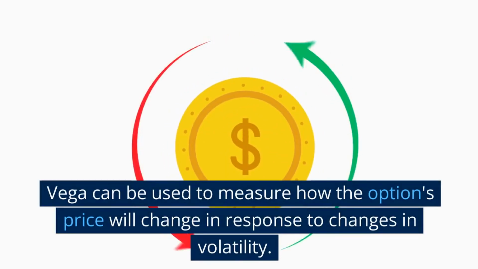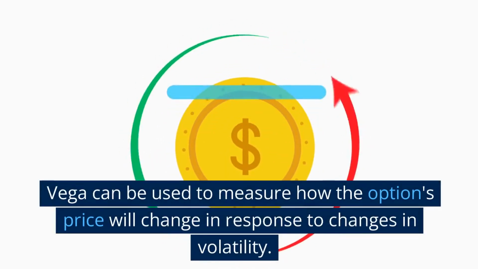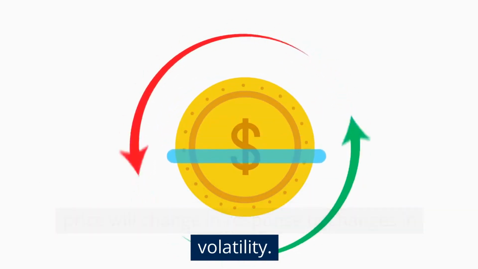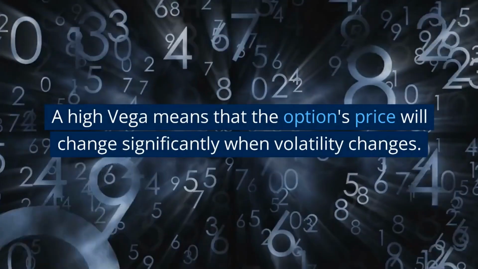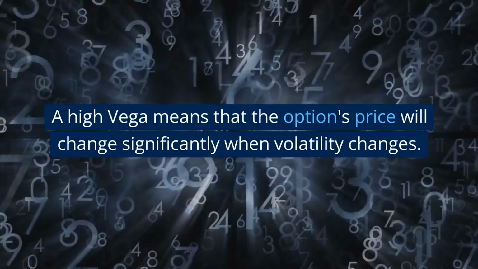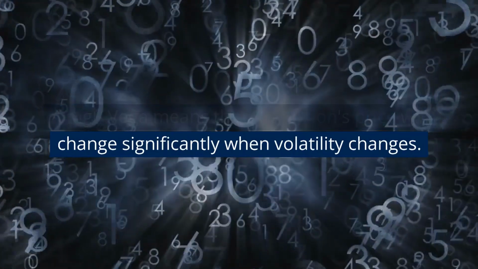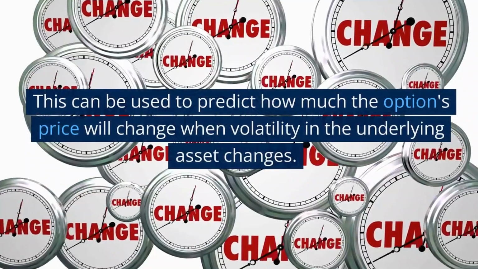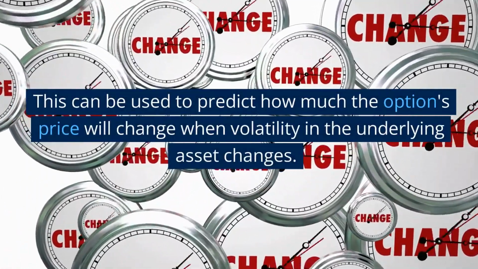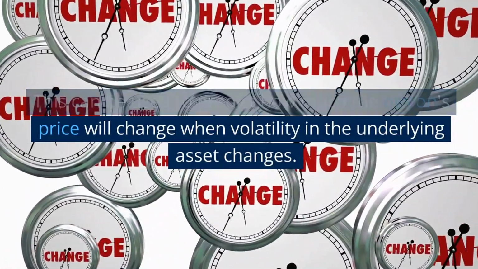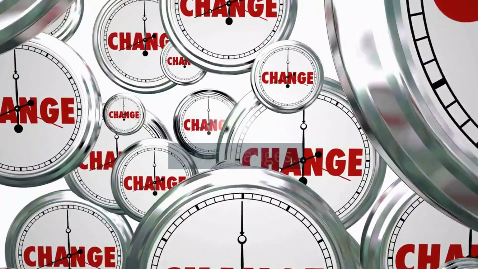Vega can be used to measure how the option's price will change in response to changes in volatility. A high Vega means that the option's price will change significantly when volatility changes. This can be used to predict how much the option's price will change when volatility in the underlying asset changes.